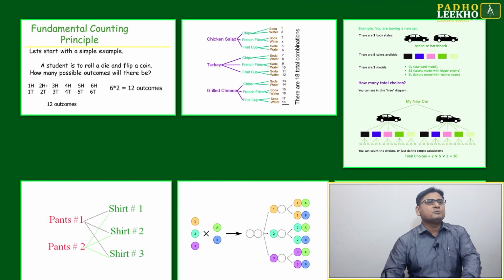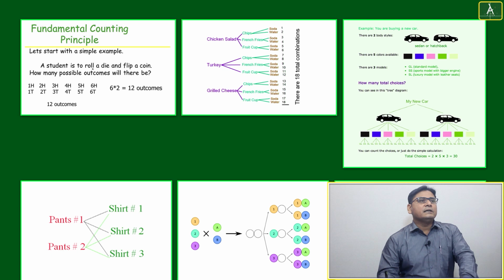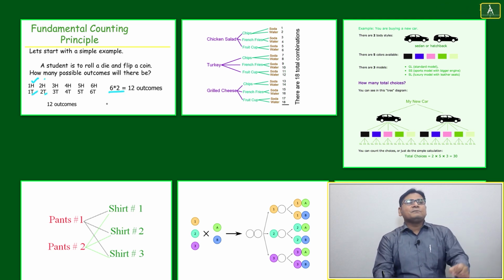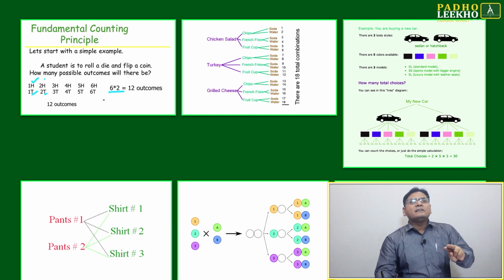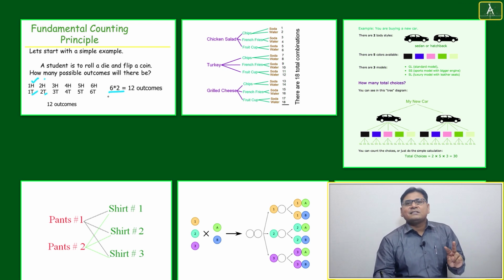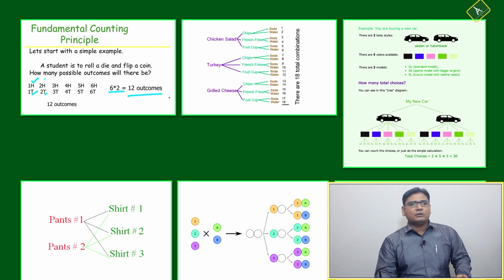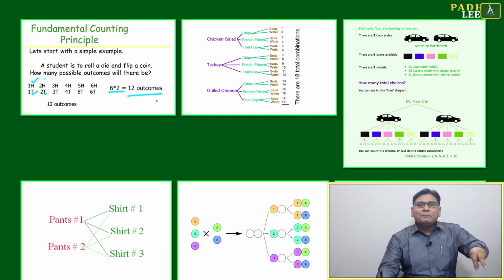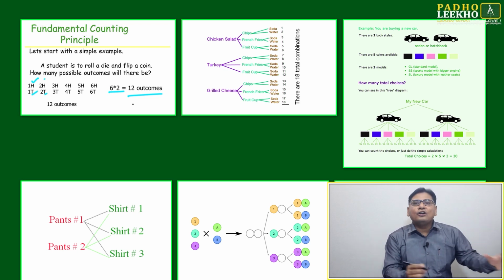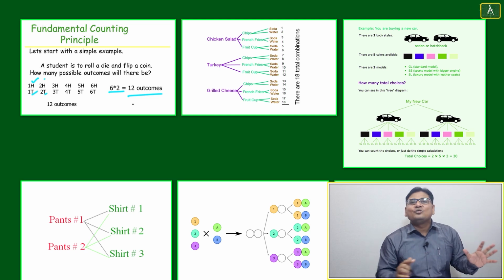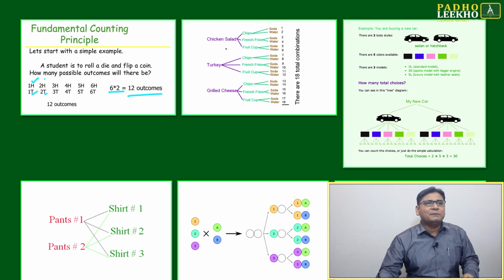This is your fundamental principle of counting. Like a student is to roll a die and flip a coin, how many possible outcomes will be there? Like head, tail, head, tail, head, tail. Total will be how many? 6 outcomes for the die, and every time the student gets 2 options, either head or tail. Means 6 into 2, total 12 outcomes. Why are we multiplying 6 into 2 here? Because we are seeing all outcomes together, which is why it is multiplication.